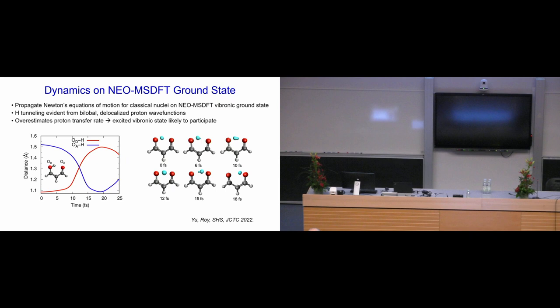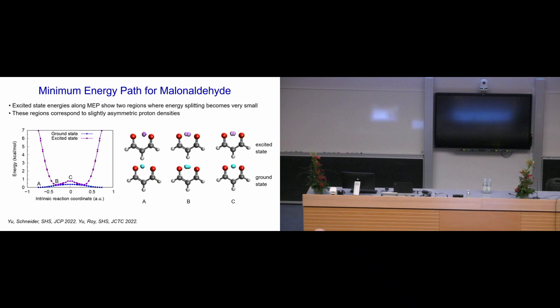But we're going to overestimate the proton transfer rate because we are not including the contributions from excited vibronic states. And we know those contributions from excited vibronic states are going to be important because we actually generated the minimum energy path for malonaldehyde. So this blue curve, that's the minimum energy path. We started at the transition state and followed it down to reactant and product. And then for each geometry, we also plotted the excited state. Okay, so that's the purple curve here. And what's interesting is I thought it was going to have a minimum at the transition state.